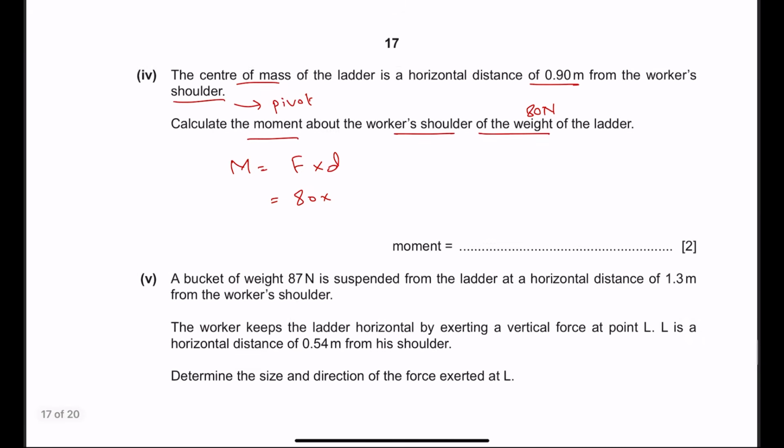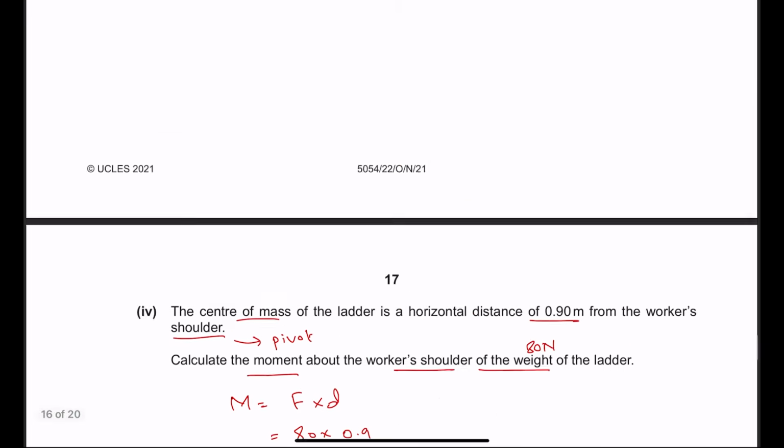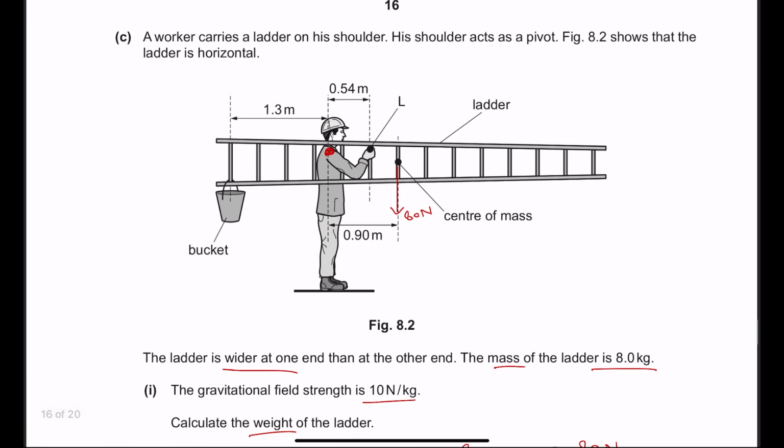So that would be 80 into 0.9, and that must give us a value of 72 Newton meter, because the force was in Newton and the distance was in meter, so your moment is in Newton meter. Now the weight of the bucket is 87. Let's label it on the diagram without wasting any time.